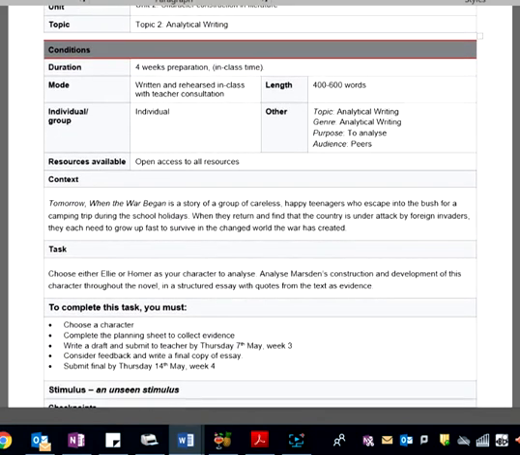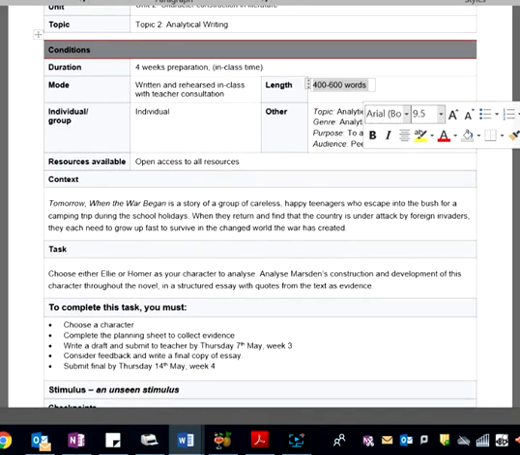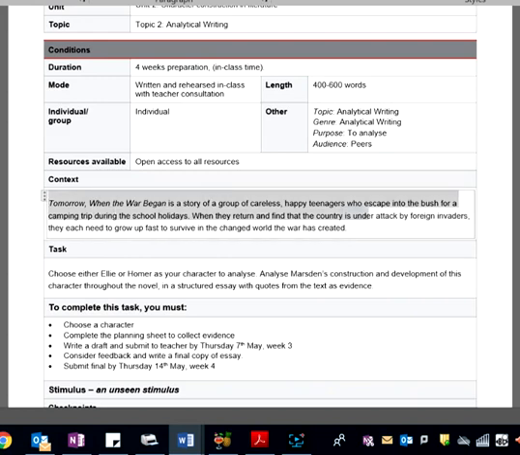All right, you need to write 400 to 600 words. My exemplar is just over 500, so I've hit smack bam in the middle. Also, please remember that the exemplar is still an A, even though it doesn't make the 600 words, and I'll show you how soon. Let me read this to you, the context of our unit.